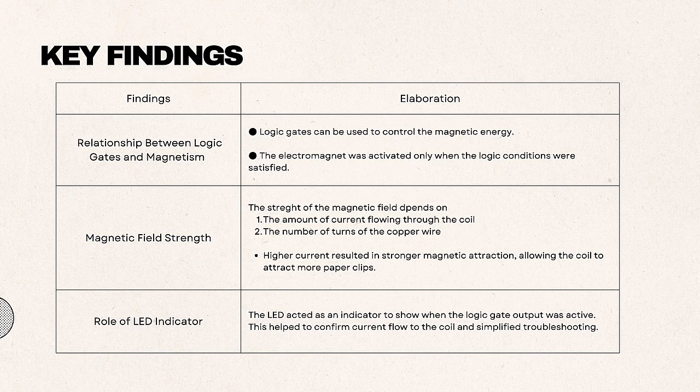Lastly, we find the role of the LED indicator. The LED acts as an indicator to show when the logic gate output was active. This helps to confirm current flow to the coil and simplifies troubleshooting.